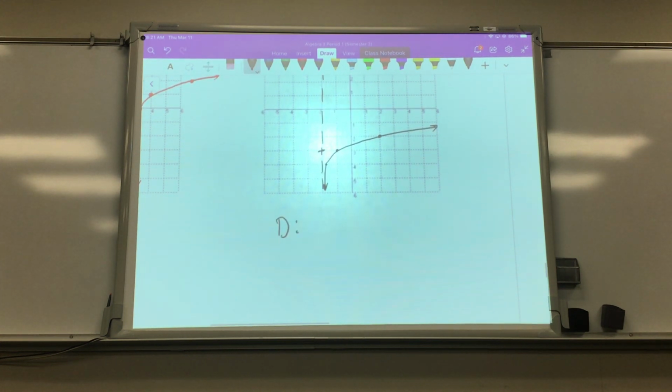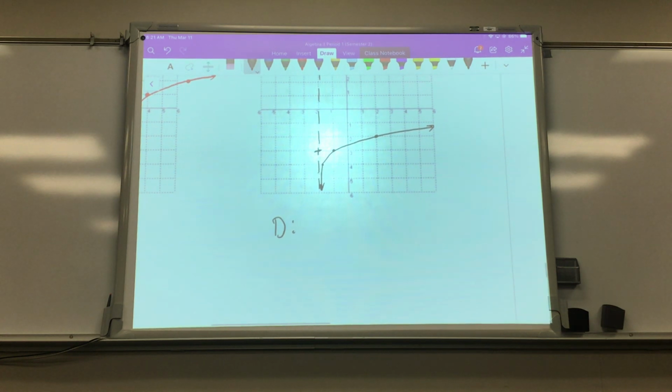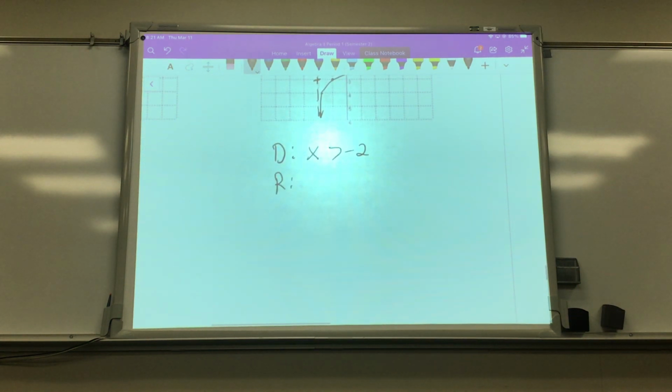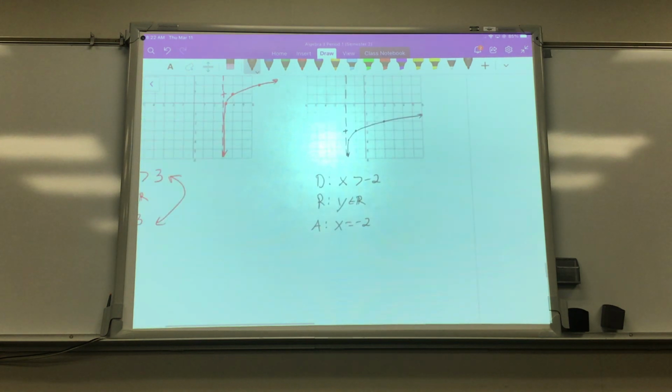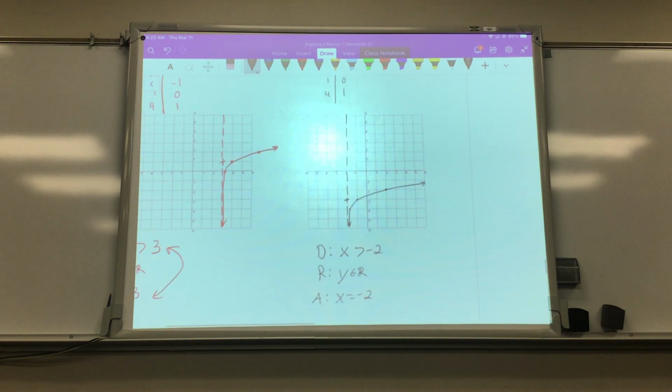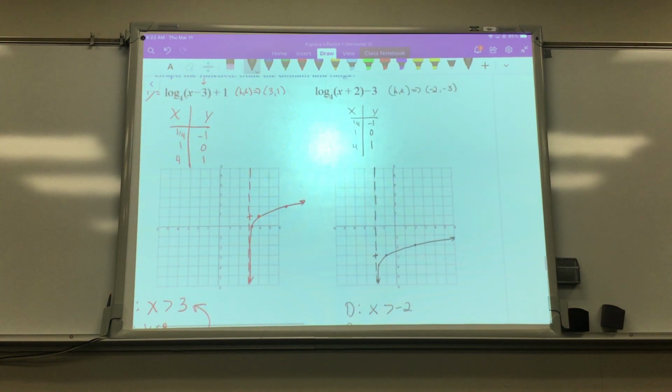Domain in this case? Greater than -2. Range? Y is all real. Asymptote? X equals -2. Not too bad, right? Okay, big thing is those tables. Everyone understand how to get those tables?